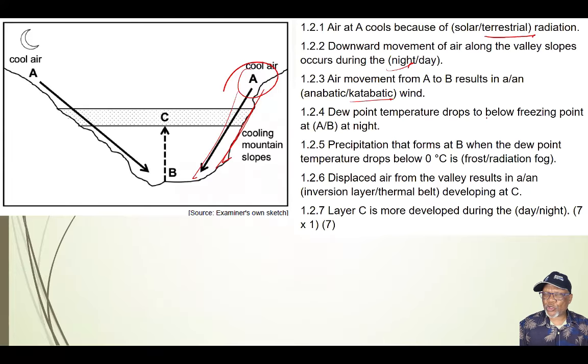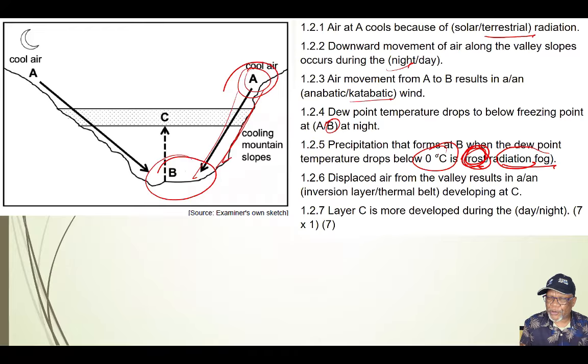And then dew point temperature drops to below freezing point at night, at A or at B? It will be at B. Precipitation that forms at B when the dew point temperature drops below zero is frost or radiation fog? It is frost pocket. It is frost that is going to develop there. Radiation fog is going to develop when there is condensation, but it must not be below freezing point. Below freezing point is frost.